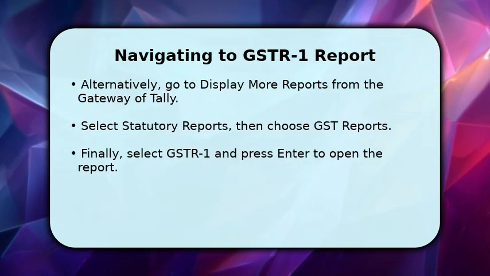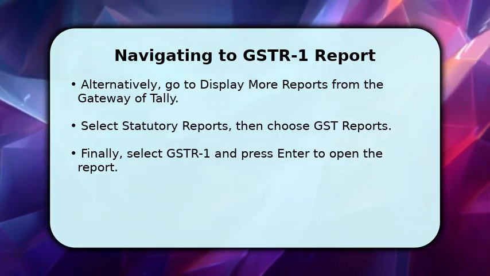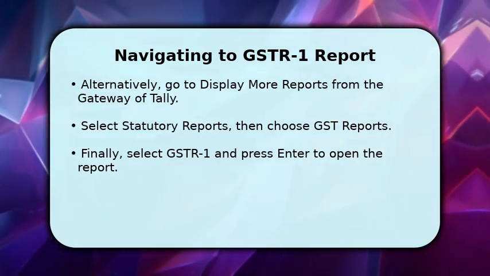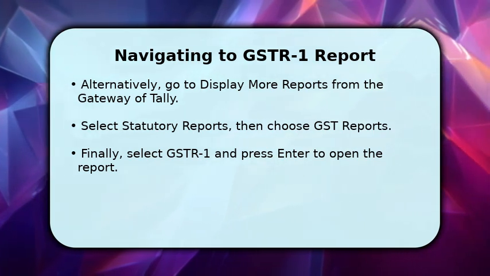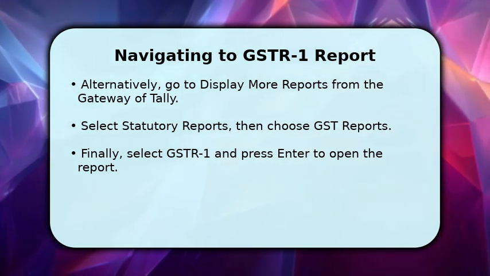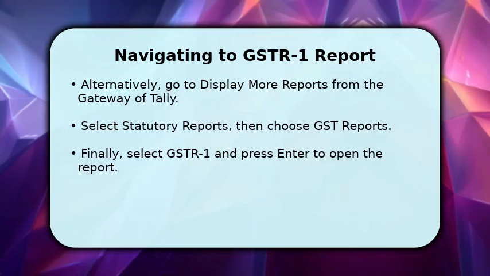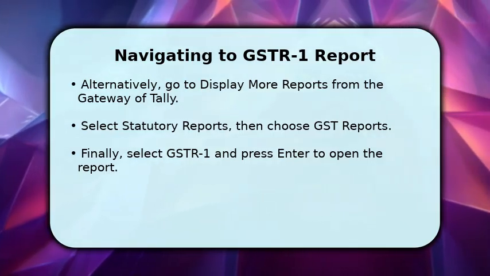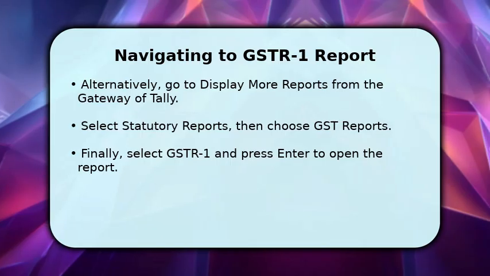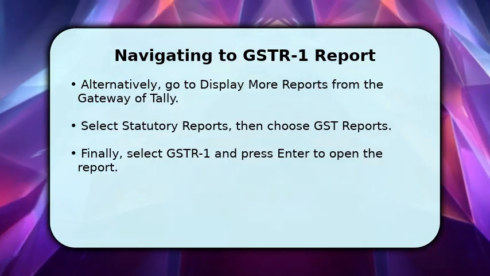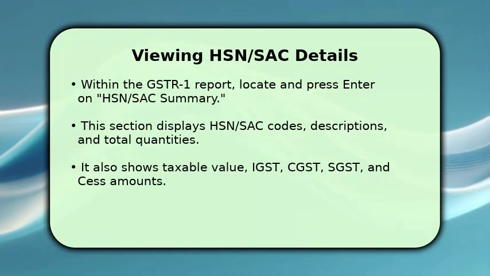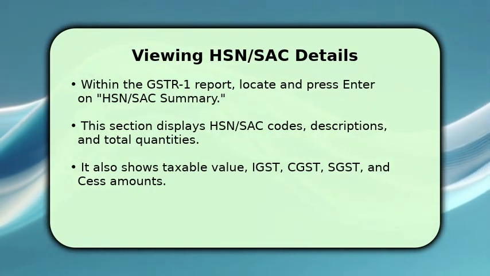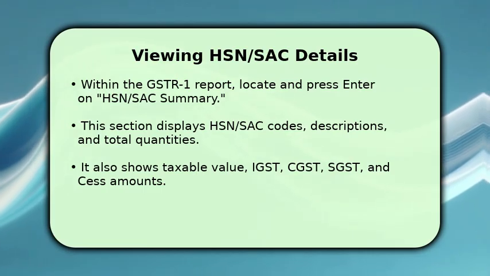If you prefer the traditional navigation, start from the Gateway of Tally. Select Display More Reports, then proceed to Statutory Reports. Within this section, you will find GST Reports. Choose GSTR1 from the list and press Enter to open the Goods and Services Tax Return 1 report, which contains your HSN summary. Once inside the GSTR1 report, navigate to the HSN/SAC summary section and press Enter.